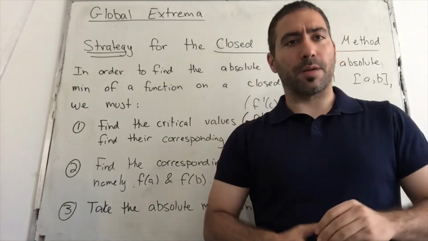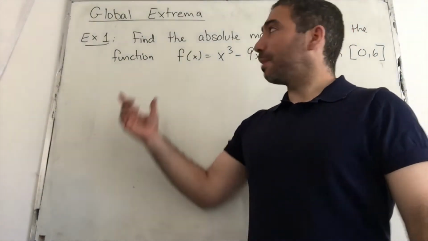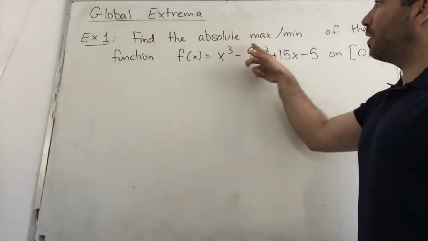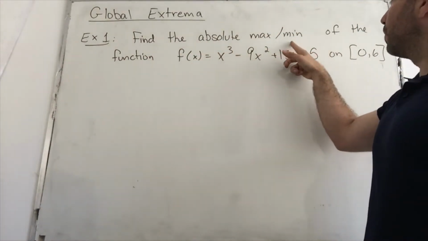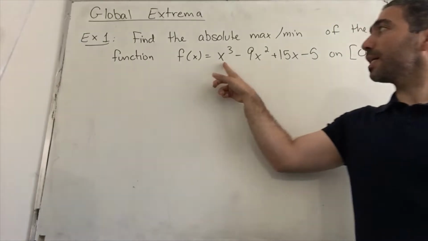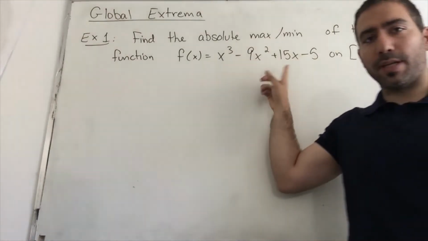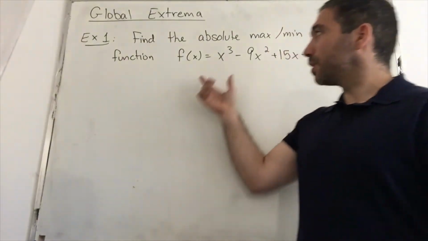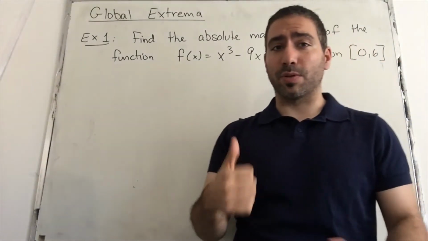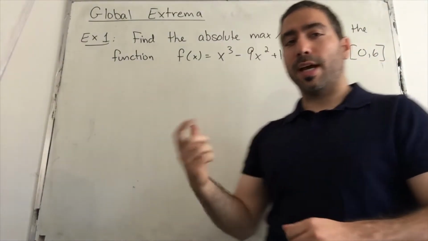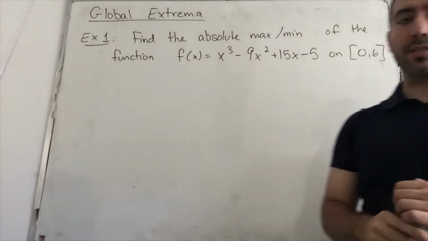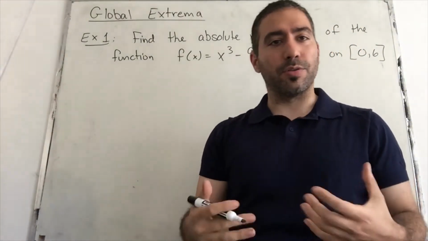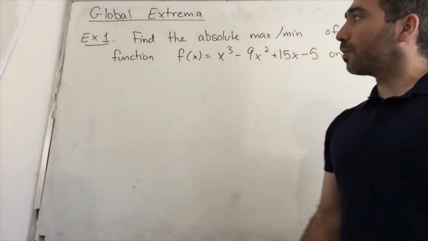Okay, so let's take a look at a couple of examples. In this first example, we have to find the absolute maximum and absolute minimum of the function f of x equals x cubed minus 9x squared plus 15x minus 5 on the closed interval from 0 to 6. This is a polynomial function, so it's continuous, that's one of the criteria that we need, and two, we have a closed interval from 0 to 6. So the two things are satisfied in order to use EVT.